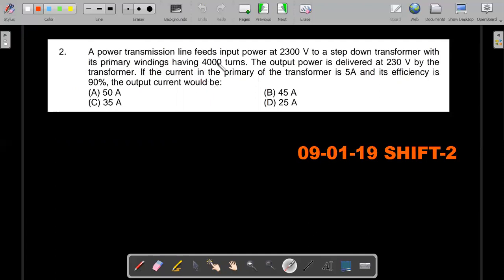A power transmission line feeds input power at 2300 volt to a step down transformer with its primary windings having 4000 turns. The output power is delivered at 230 volt by the transformer. If the current in the primary of the transformer is 5 ampere and its efficiency is 90%, the output current would be. Okay, so here's the solution.